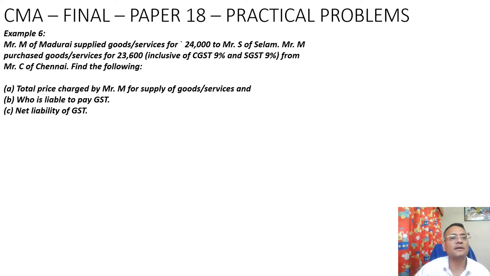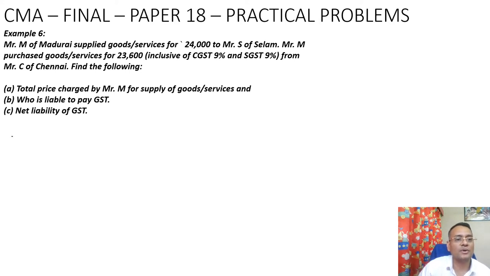In this case, Mr. M of Madurai supplied goods/services for rupees 24,000 to Mr. S of Salem. So there is a supply by Mr. M of Madurai to Mr. S of Salem for rupees 24,000. Now the first question is the total price charged by Mr. M for supply of goods or services.